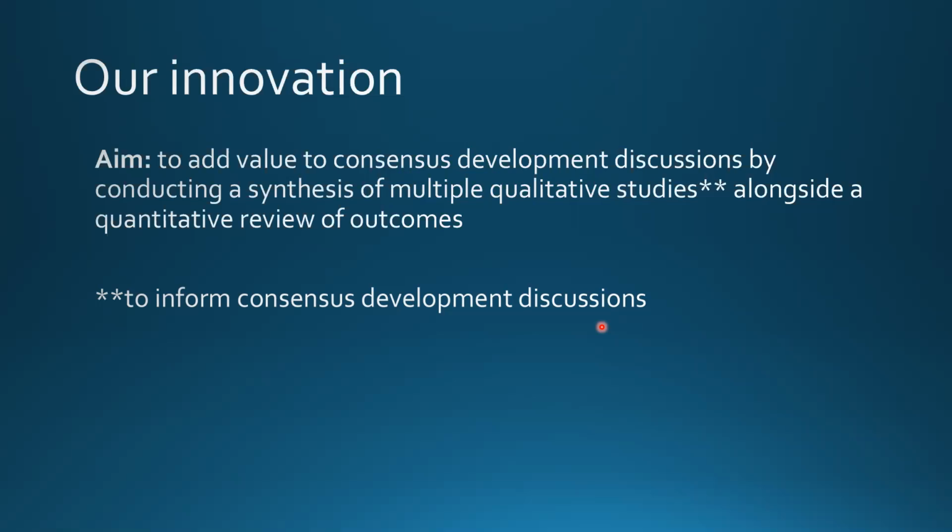So what we were trying to do was come up with a list of key outcomes that the Consensus Development Committee, the advisory group committee, could then discuss about which were important and which weren't important, okay?